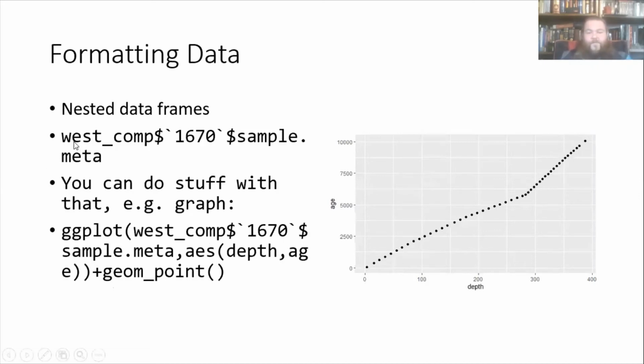We can use this rather complicated call all the way down the nest, and we can graph. So here, I've used ggplot to graph the depth of the peat core against the radiocarbon age, and as you can see, it's quite linear, and that's good. That's what we want. We would hope this is quite linear.